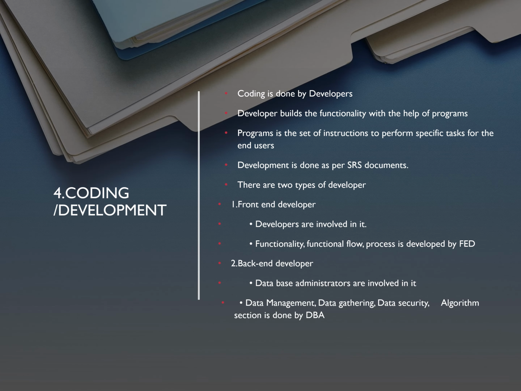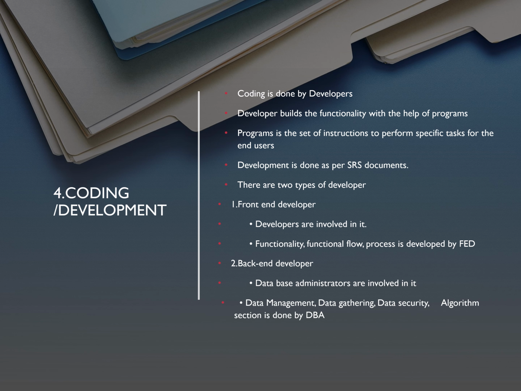Then the next phase of the SDLC is coding. We also call it development. In the coding phase, developers are involved. Developers build the functionality with the help of programs. A program, as we know, is a set of instructions to perform specific tasks for the end users. Development is done as per the SRS document. As we've already discussed, SRS documents contain detailed information about the project.